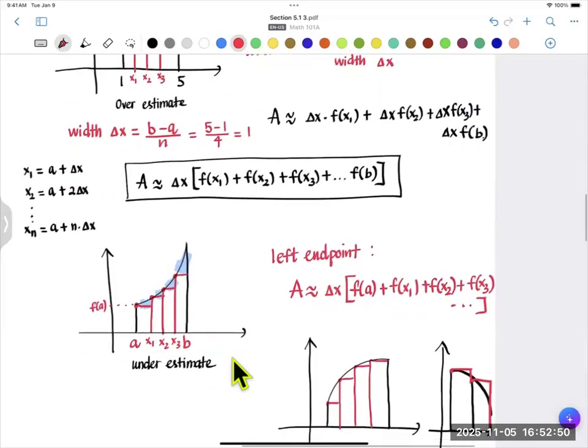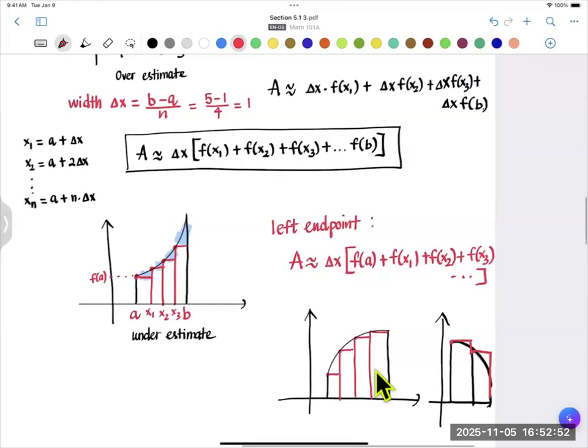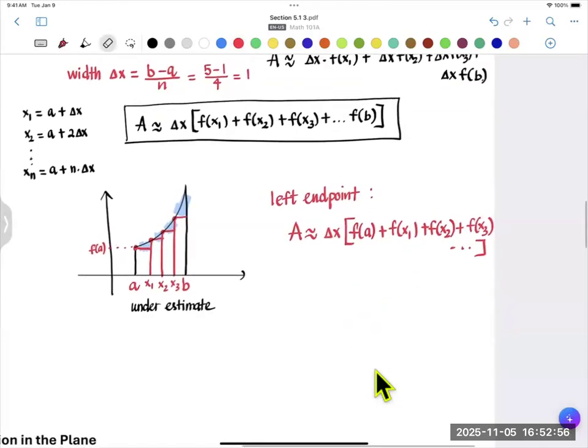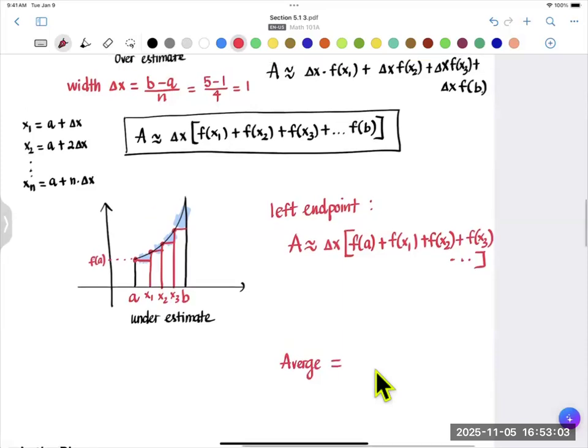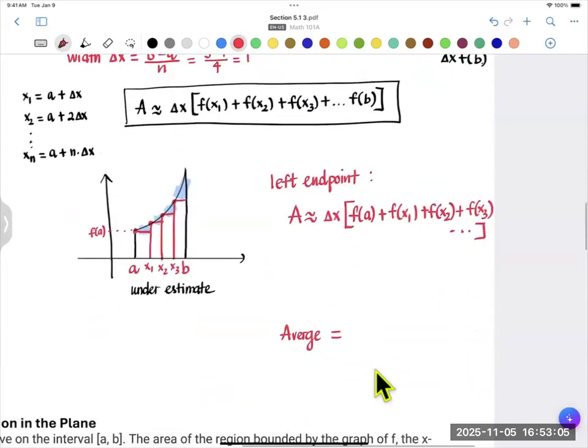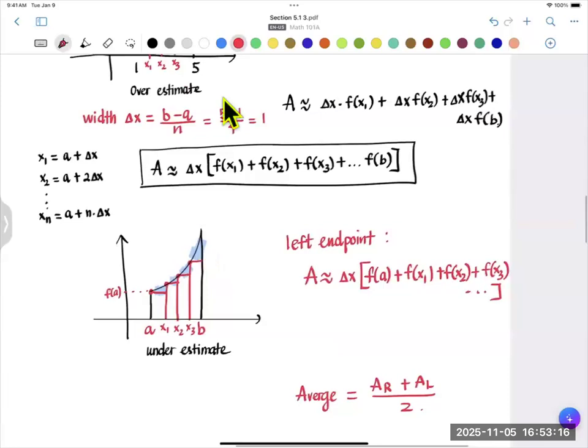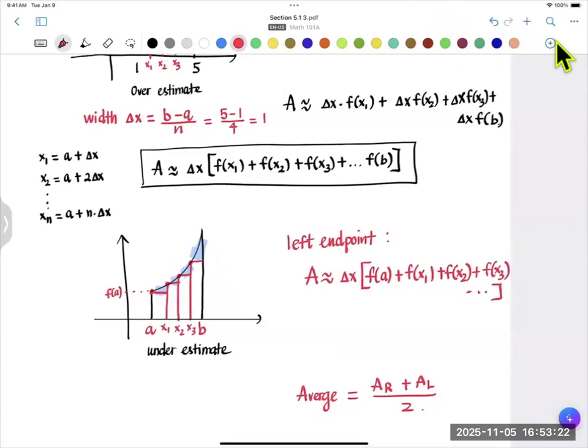To make it closer to your actual area, we can take the average of the left endpoint and the right endpoint. The average will give you a better approximation. So you're going to find the area using the right endpoint, plus the area using the left endpoint, and divide by 2. This will give you a better approximation and closer to the actual area. Okay, and we will take a look at an example.